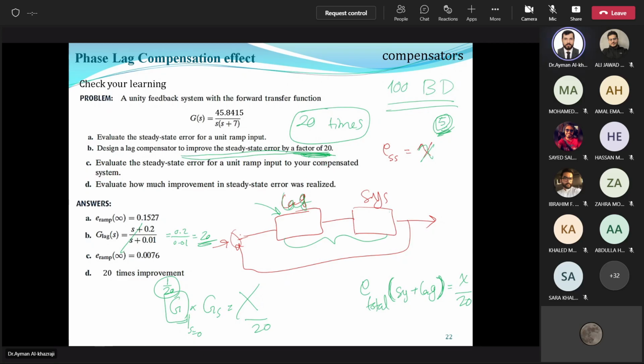I don't know how to explain it, but for me it's clear. Yes, Doctor, it's clear. Okay. So, Doctor, you will bring for us designing K for certain steady state error? No, you are exempted. I don't think so. No need.